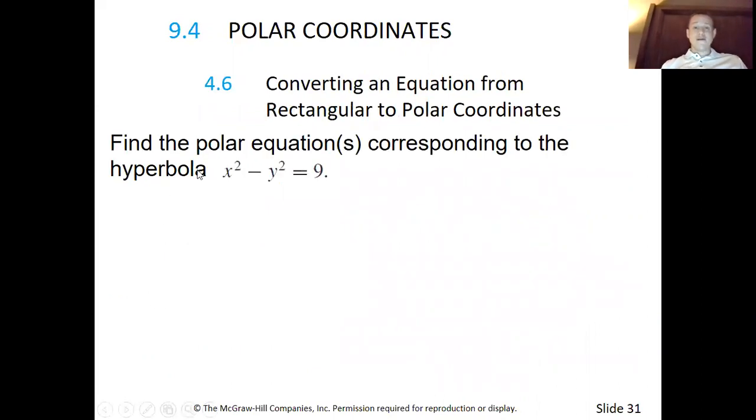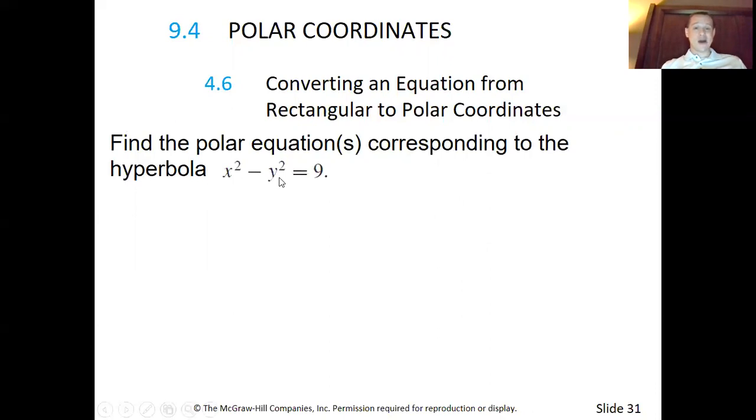Okay, now how about this one? Ooh, stepping it up. Find the polar equation corresponding to this hyperbola. It's got x's and y's and stuff. How in the world am I going to write a polar equation for this in terms of r's and thetas? Well, it's really easy. You know what x is in terms of r's and thetas. One of your slides said x is r cosine theta. So for x, you're going to plug in r cosine theta.